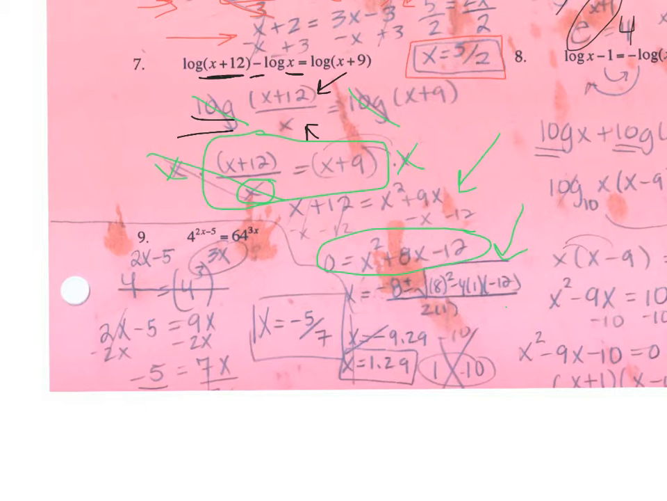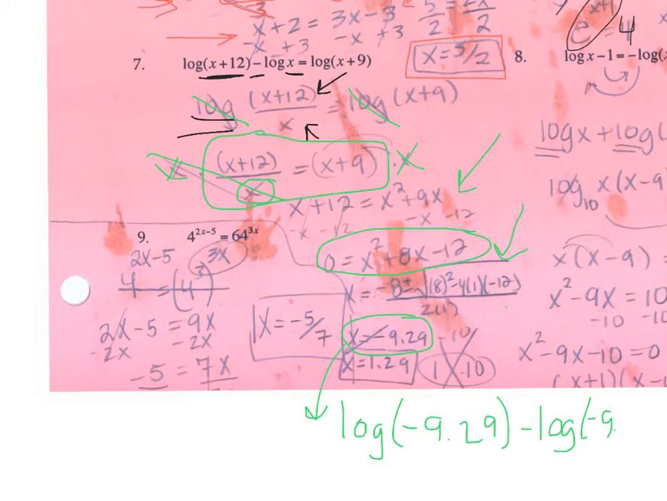And now, if you plug in these values, especially when there's more than one, we want to check for extraneous. If I plug in negative 9.29 for x, for example, in the problem, if I go negative 9.29 minus log of negative 9.29, right in here, right away, there's error. So we have that extraneous value.